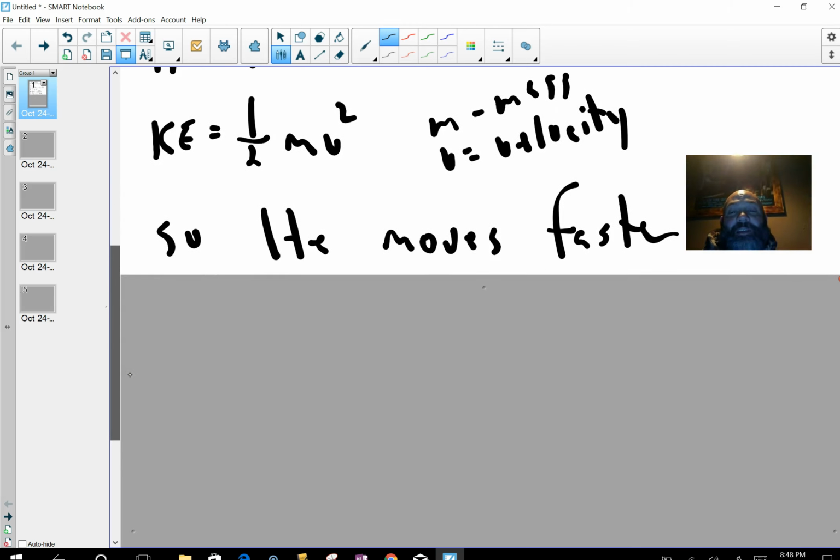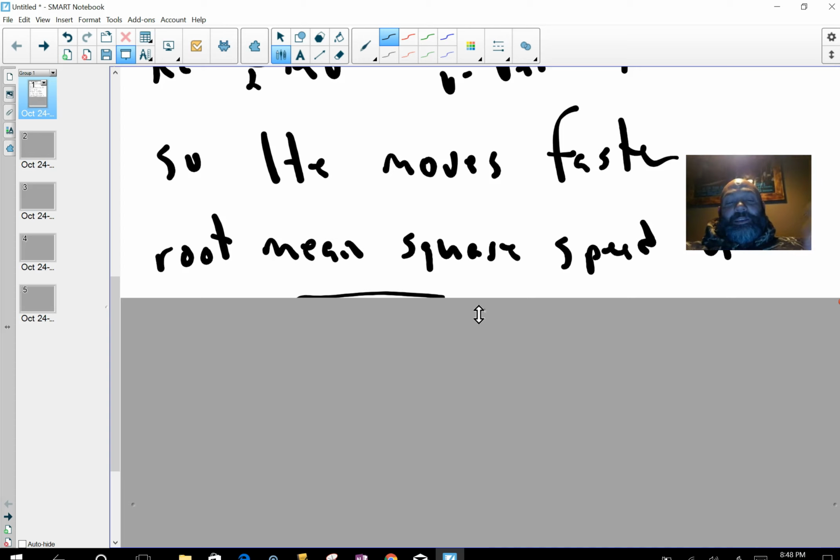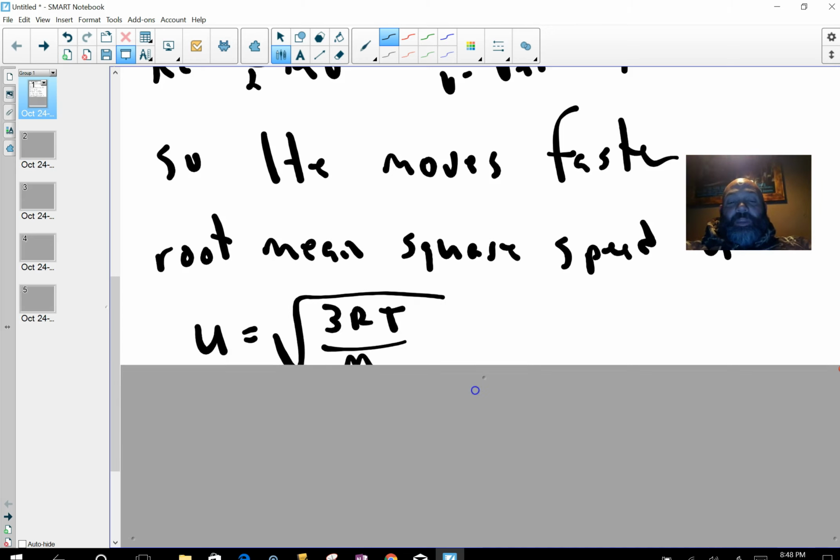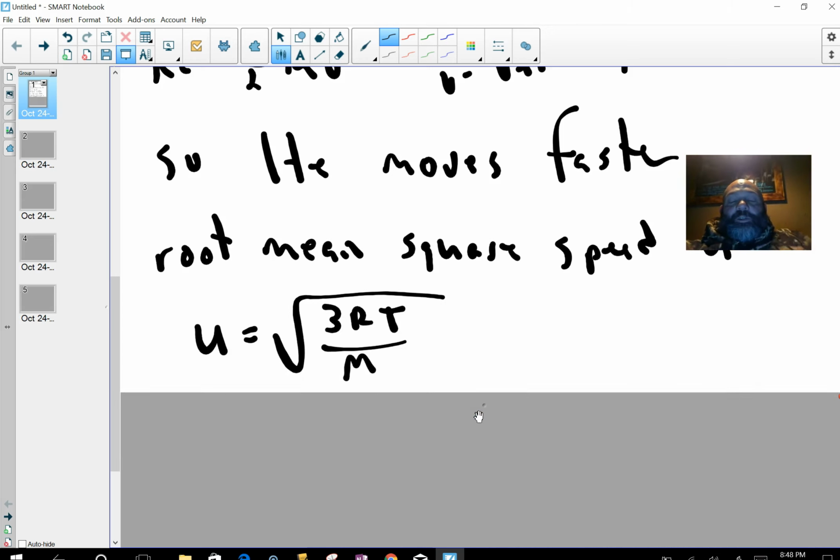And this is something we call the root mean square speed, which we represent by the letter U. Don't know why it's U, no idea, but it is. What the root mean square speed is for any atom or compound or molecule is: U is equal to the square root of 3RT over capital M.